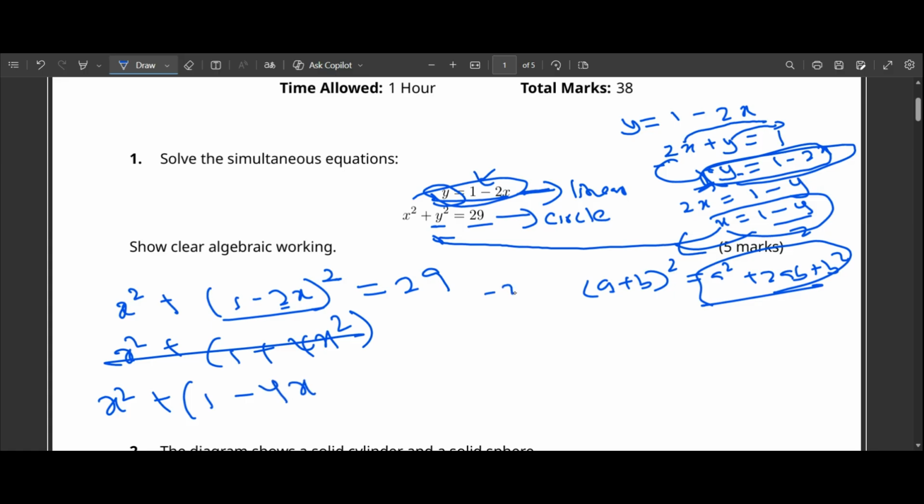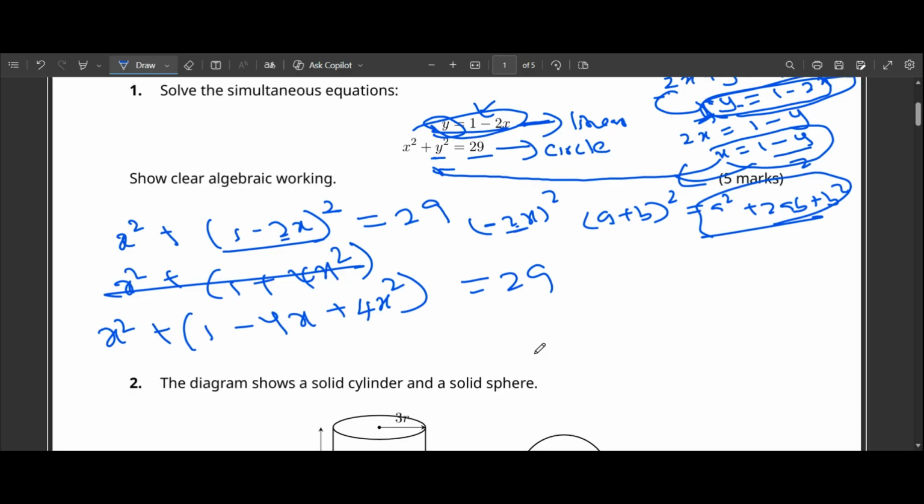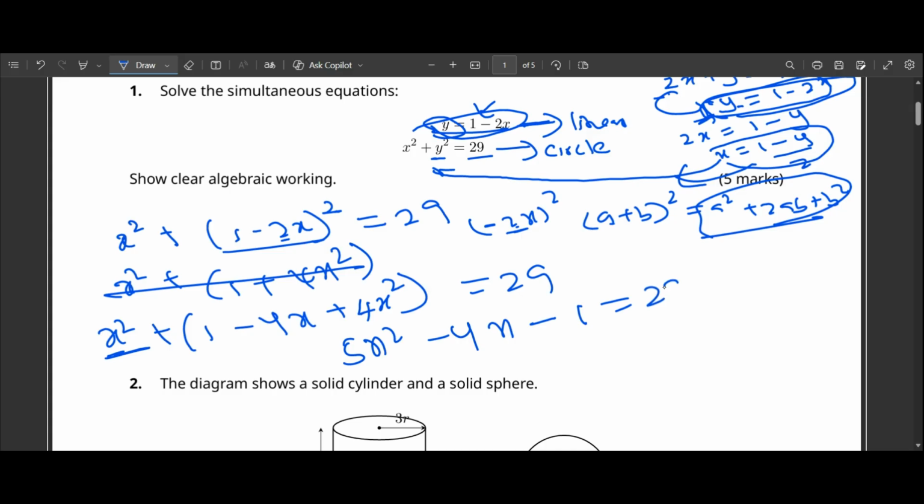After that, minus 2x squared. Minus squared means it will become plus, minus into minus is plus. So (2x) squared means it is plus 4x squared. You should square the 2 also: 2 squared is 4, x squared is x squared. Then this is equal to 29. After that, 1 plus 4x squared, here also there is x squared, so 5x squared minus 4x minus 1 is equal to 29.